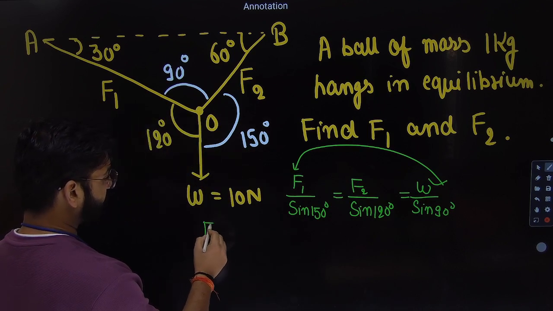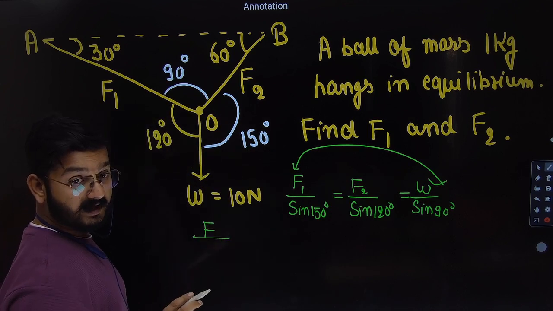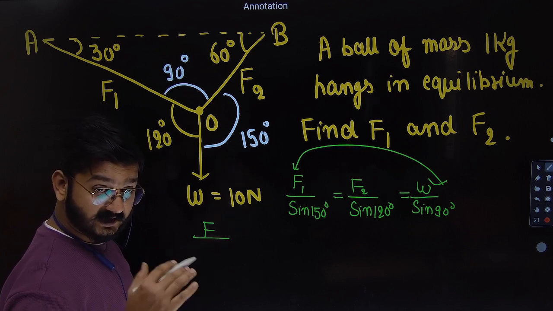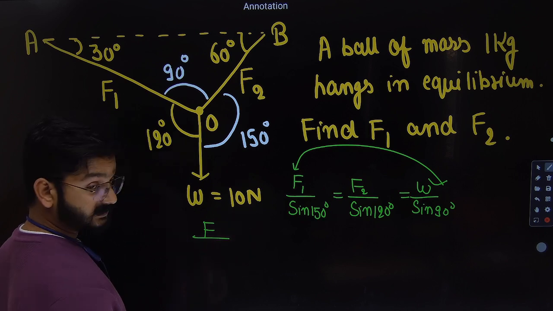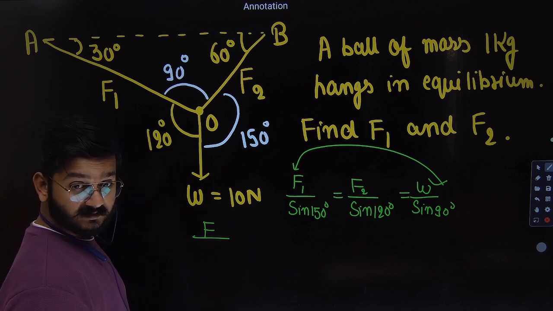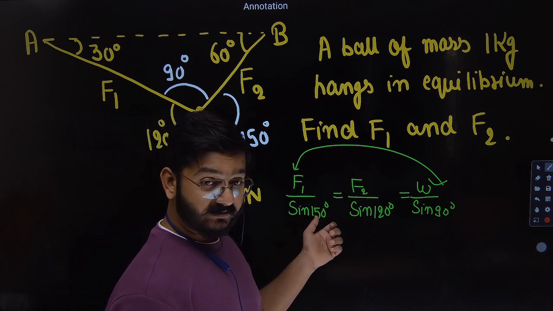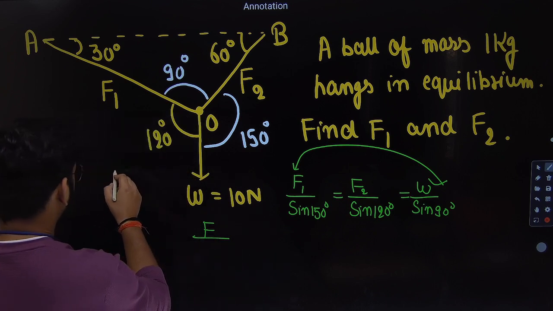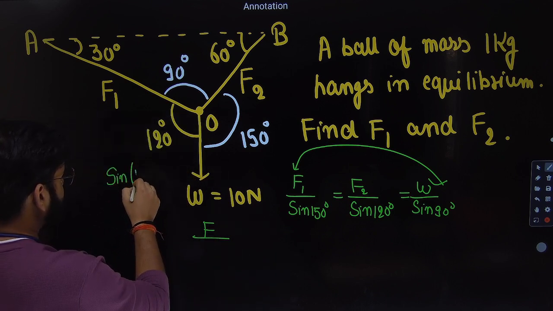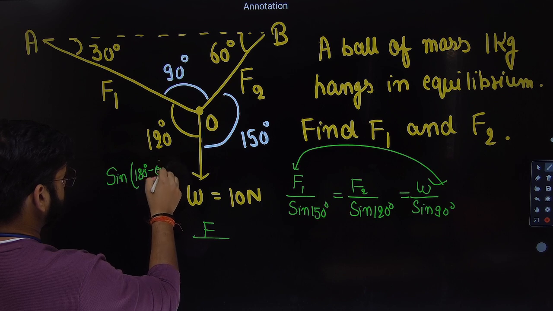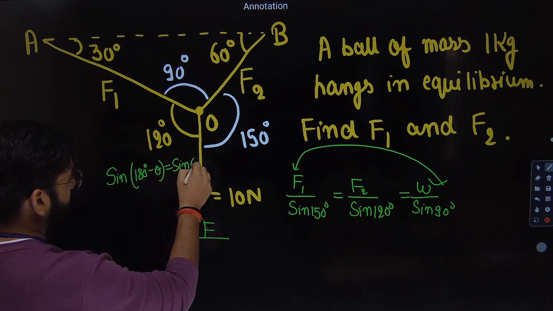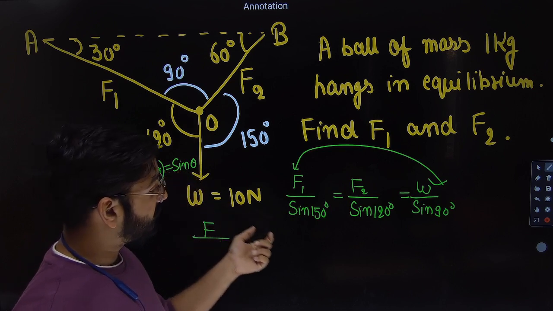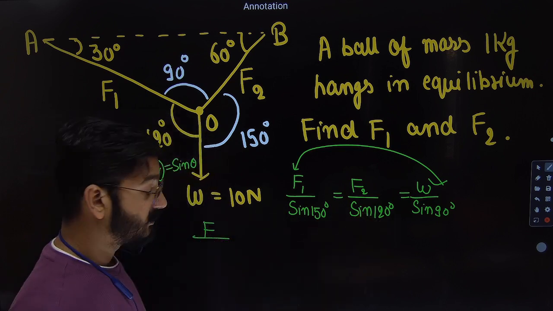so for F1, what is sine 150? Same as sine 30, because sine of 180 minus theta is the same as sine theta. Sine 150 is the same as sine 30. So 150 is what? Sine of 180 minus 30. This is sine 30 and this will be sine 60.